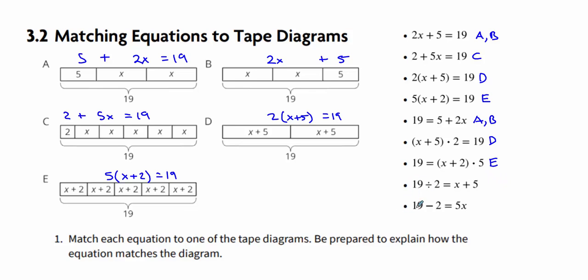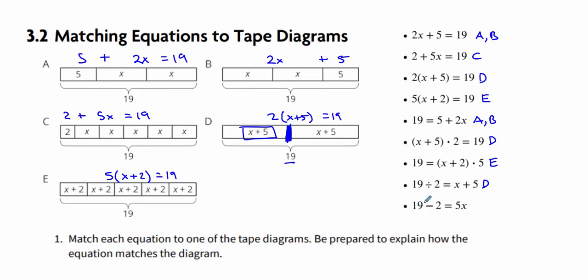So these two are a little bit different. We have 19 divided by 2 is equal to x plus 5. So let's take this 19 and split it into two equal parts. So we have this part here. We split it into two equal parts. So if we divide 19 by 2, this whole thing is 19 cut in half, divided by 2 is equal to x plus 5. So this one is D.